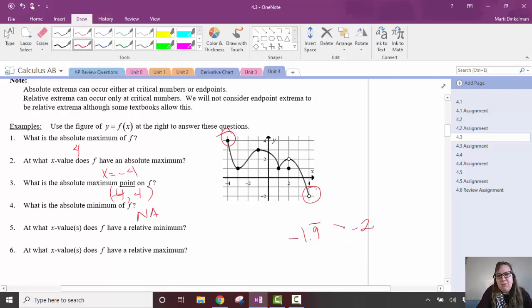And we can have this conversation maybe in class. It turns out that -1.9 repeated is equal to -2. Whole different kind of conversation. So that doesn't work. We just can't name that point, so we can't say that we have an absolute minimum.